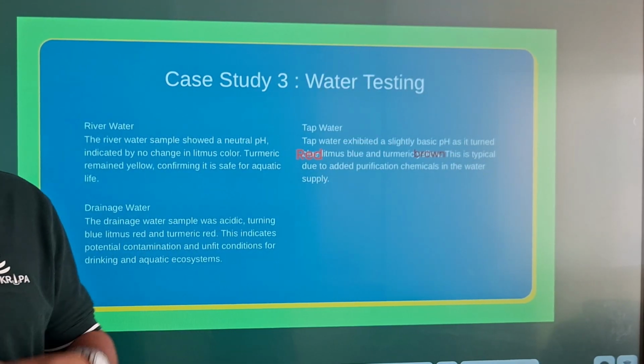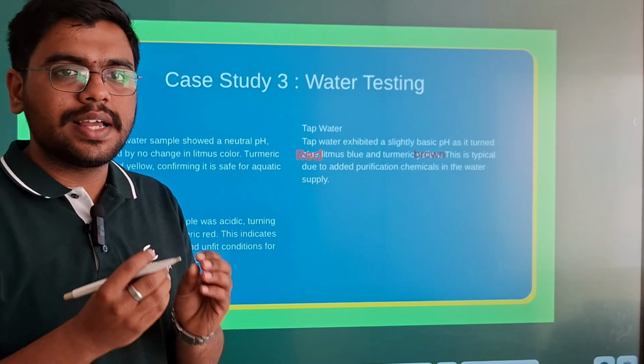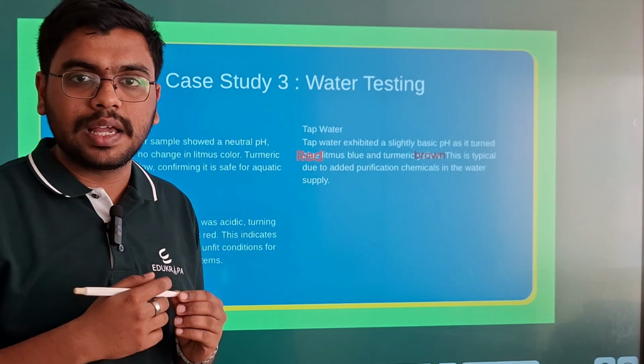Next, we will look at water testing. How is water tested? For us to know whether it is edible, whether it is drinkable or not.